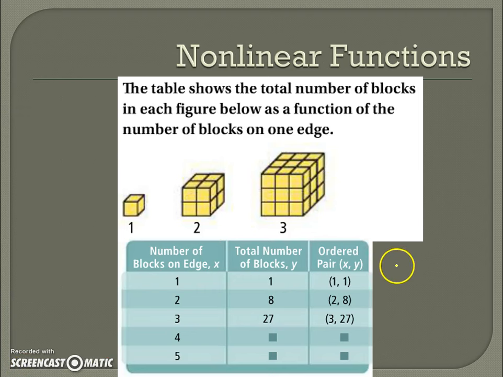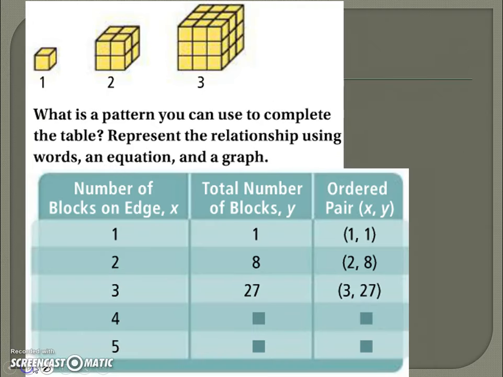The table shows the total number of blocks in each figure below as a function of the number of blocks on one edge. So here's what this means. Number of blocks on one edge. So this is an edge. There's one block. Total number of blocks is 1. The ordered pair would be 1, 1. This has 2 blocks along the edge, 1, 2, and makes up 8 blocks, for an ordered pair of 2, 8. This has 3 blocks on the edge, 1, 2, 3. There's 27 blocks in here, 3 times 3 times 3, and the ordered pair would be 3, 27. So that's what we're looking at.